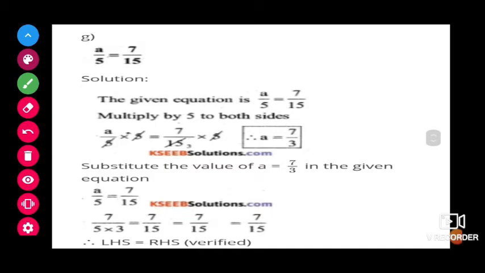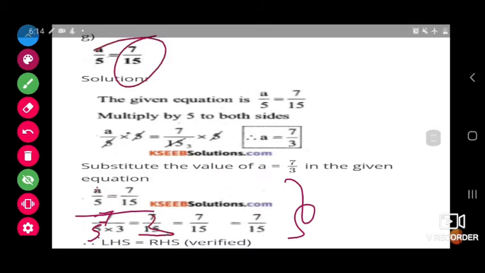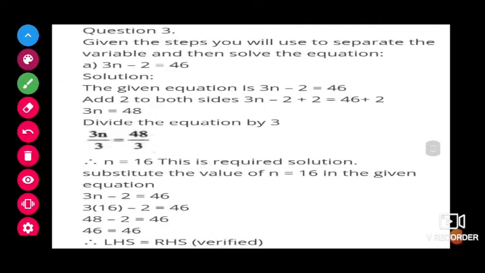Now if I cancel this side, 5 will get cancelled. And on that side, 5 ones are 5, 5 threes are 15. So the remaining a is equal to 7 by 3. Now a by 5 is equal to 7 by 15. Now if I verify, we will get the answer, children. A value is 7 by 3. So in the place of a, 7 by 3 will go, for the denominator 5 into 3 will get 7 by 15. The same answer. That's it. The verification part, you only do, children.